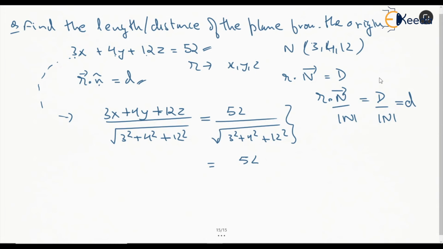52 by, this is going to be 13, so this is going to be 4. So that will be the answer, right? Under root of 3 square plus 4 square plus 12 square will give you this much. So this is nothing but the small d, and this is what we are looking for. That's it. This is the answer.